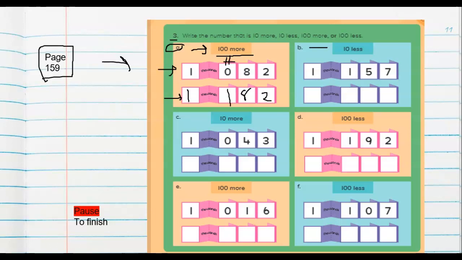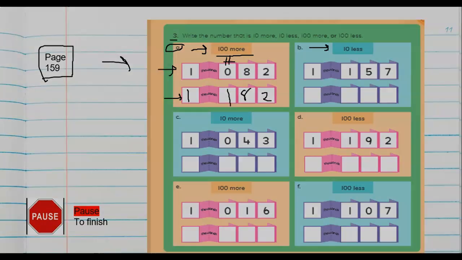You're going to do the same thing here for B, 10 less, 10 more, 100 less, 100 more, and 100 less. So I want you to go ahead and finish this. Push pause and do this now.